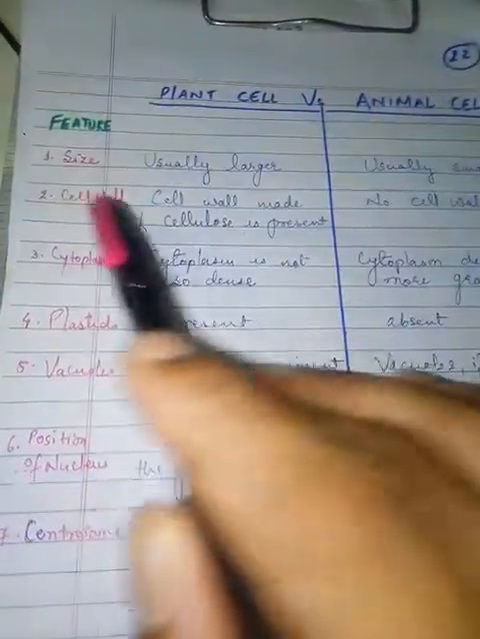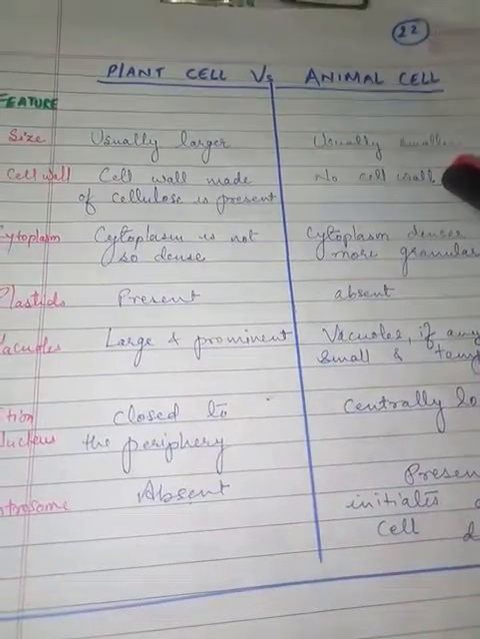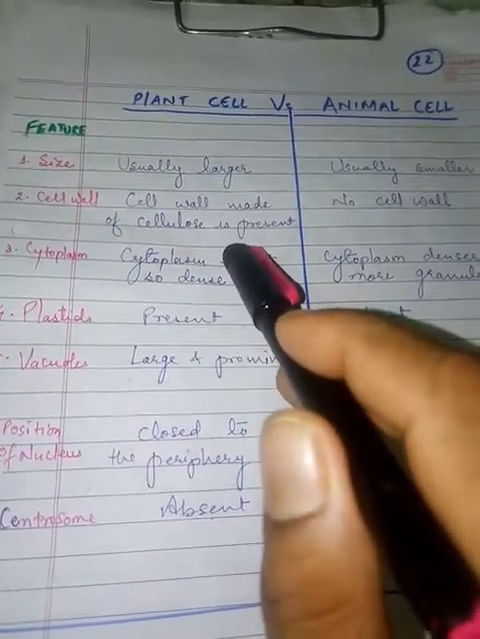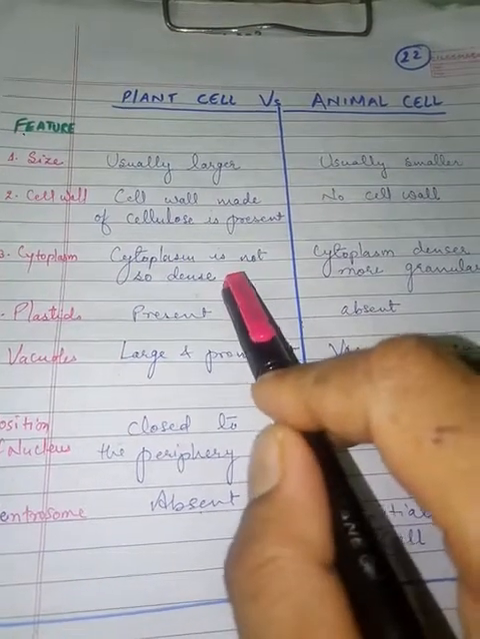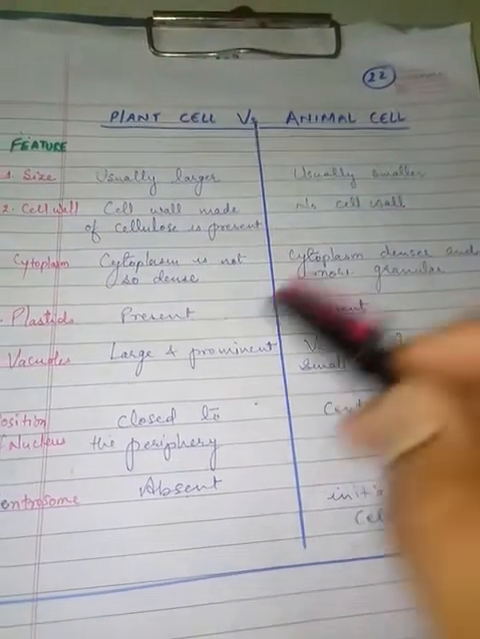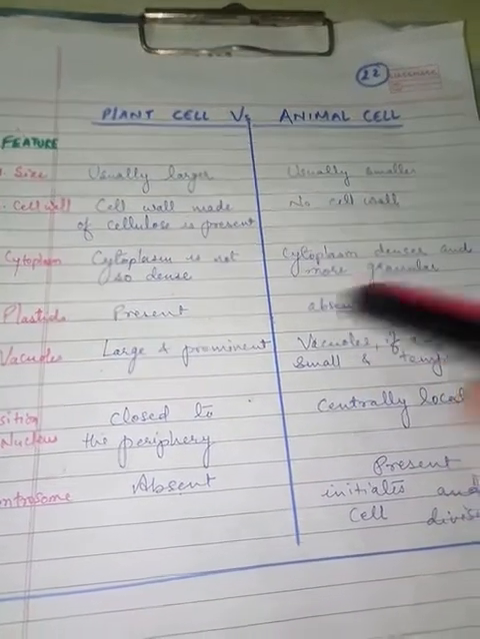Now we have reached the stage where we can differentiate between plant cell as well as animal cell. So one by one we can see here, size. In plant cell they are larger, animal cells are usually smaller as compared to plant cell. The cell wall is made up of cellulose here. Here no cell wall is present. Cytoplasm is not so dense here, but denser cytoplasm is present here, which is granular in nature. Then plastids are present here in plant cell. No plastids are present here.